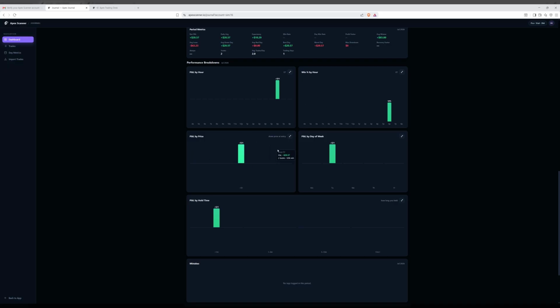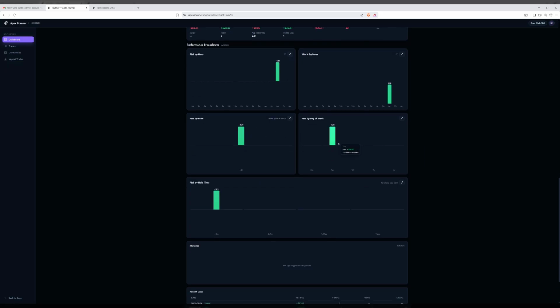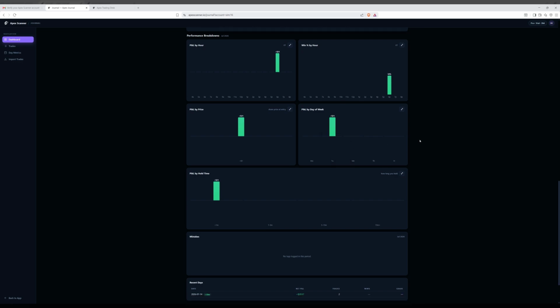PNL by price is based on what the price of the stock was. So this is less than $1, so you have it over here. So let's say, for example, you take trades on a $5 stock, you start seeing them over here and so on and so forth. PNL by day of the week. So today was a Tuesday, so you took a trade over here, so it shows up over here. This is useful to see trends across the week.